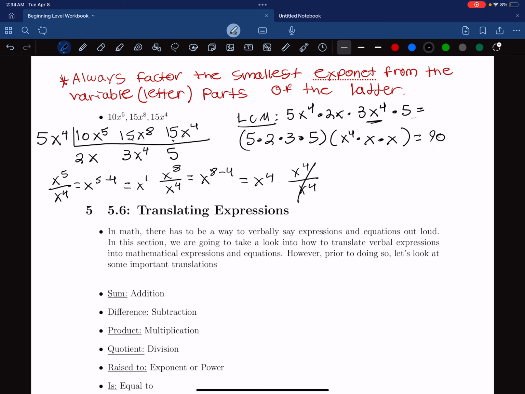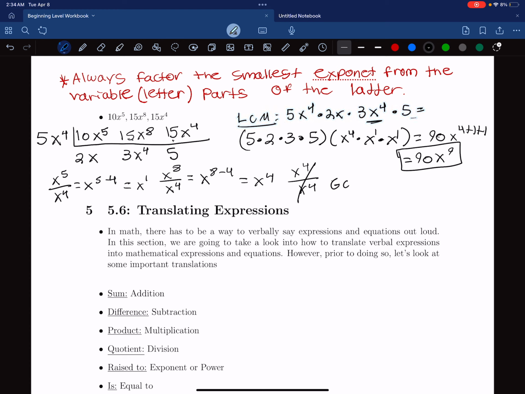And then here, remember when you multiply things together, we add the exponents. So you get 4 plus 1 plus 1. Here, let me write this out. We have x to the 4 plus 1 plus 1. So your final answer should be 90x to the 9th, because there's nothing more we can multiply together. So that is your least common multiple.